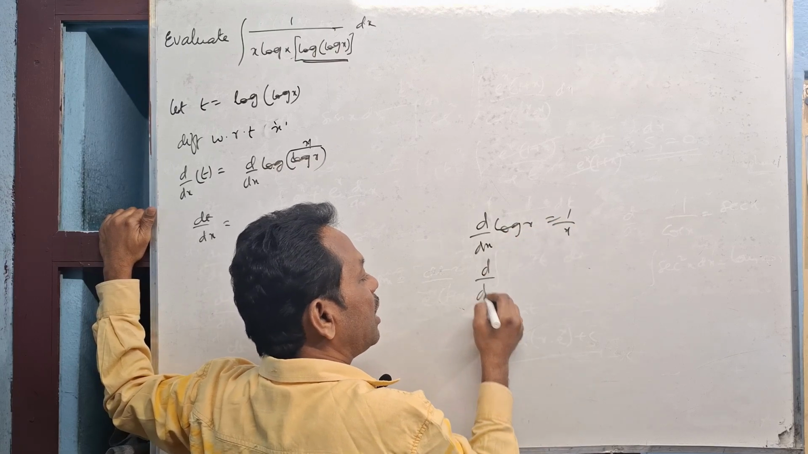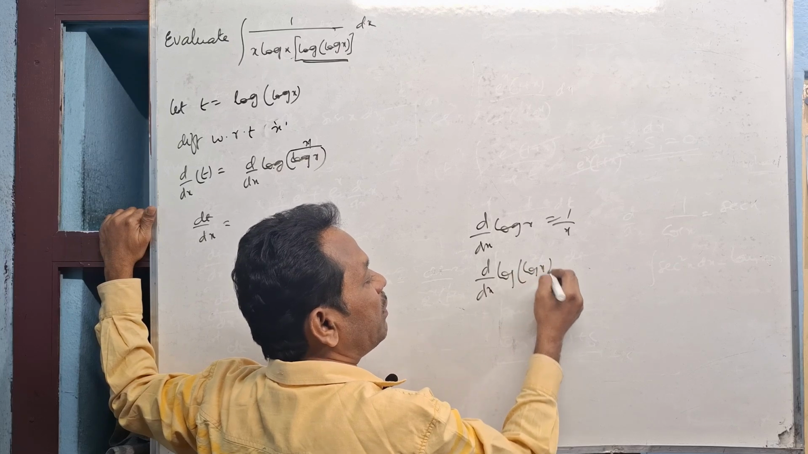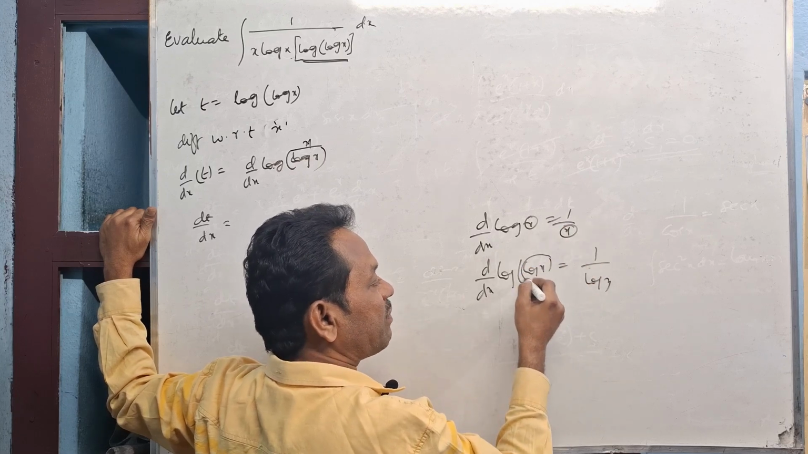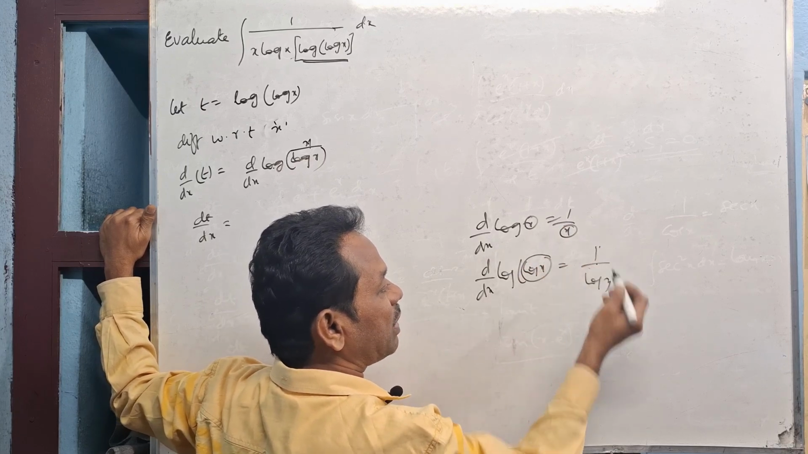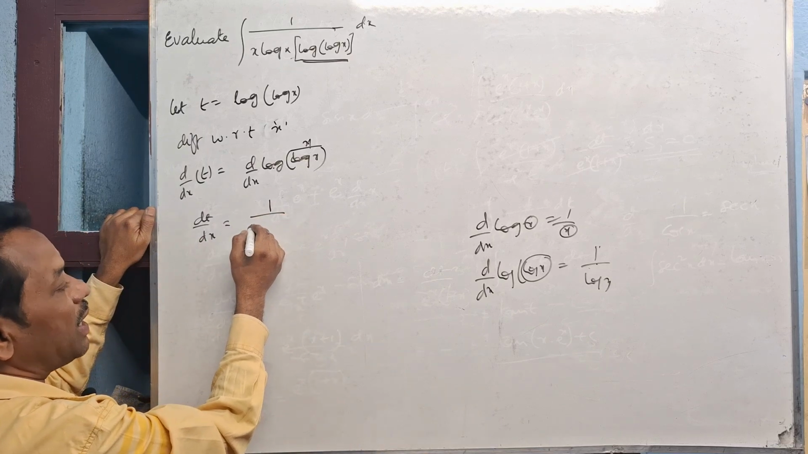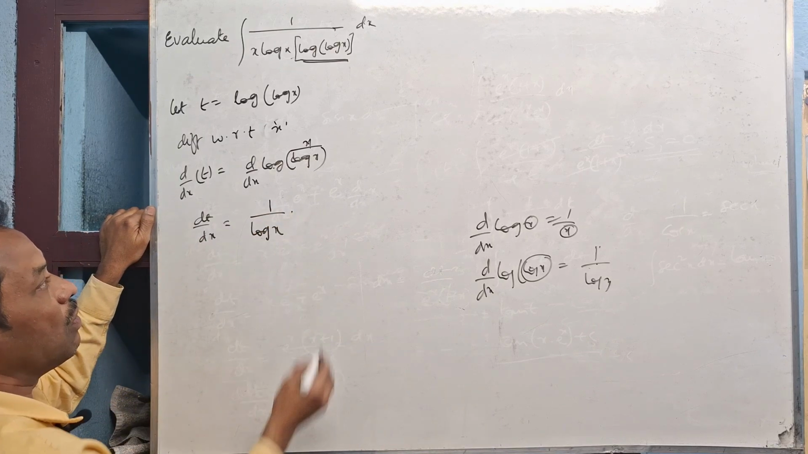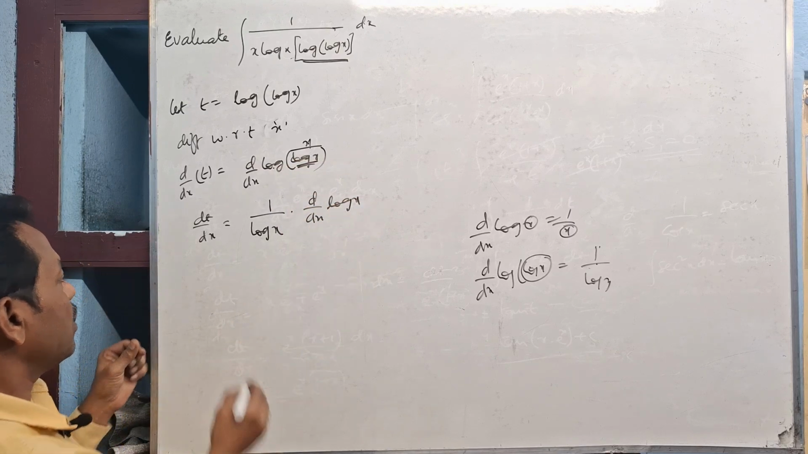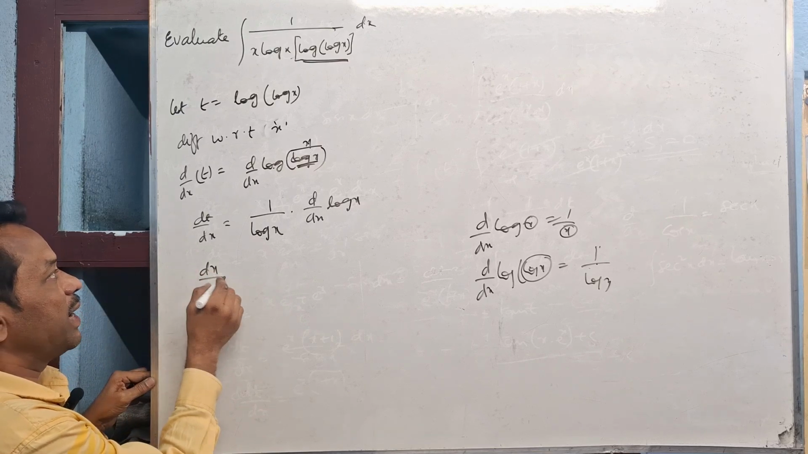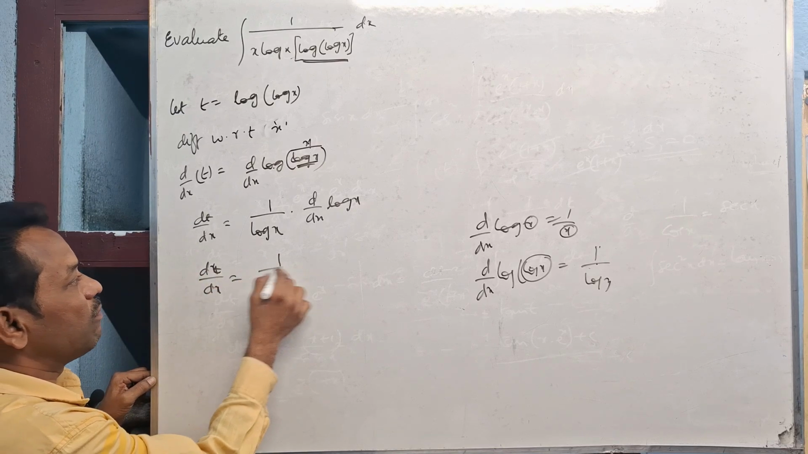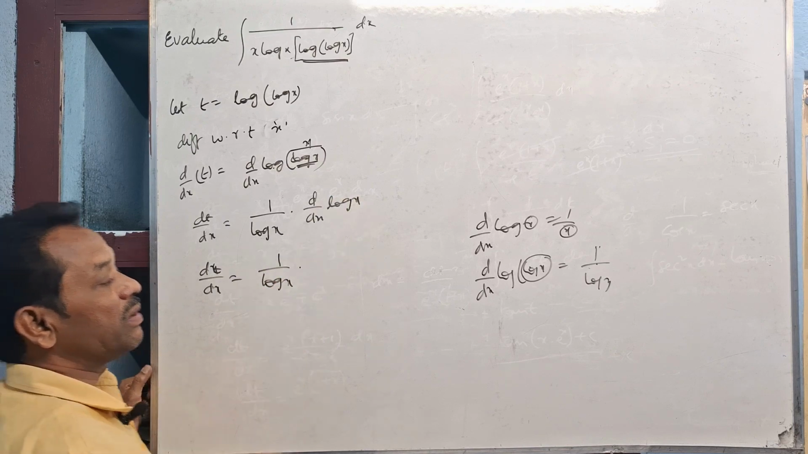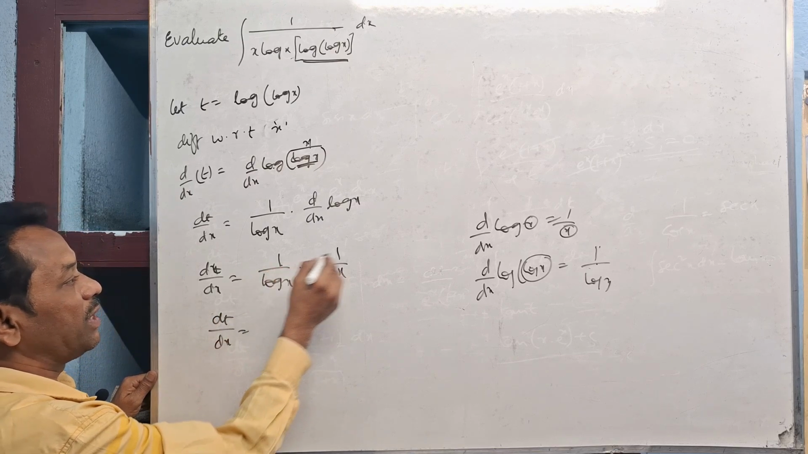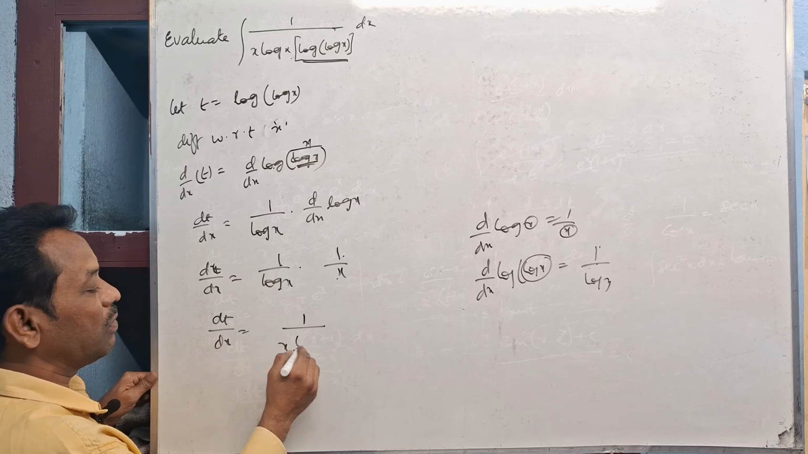In the same way, if it is log of log x, it will be 1 by log x. Here, where x is the denominator I'll get x, but here in the place of x we have log x. So as per the formula I'll get 1 by log x into, again we'll go for the derivative of log x. So this is the chain rule, okay? You did this in first year. So dt by dx equal to 1 by log x into the derivative of log x, which is 1 by x. So dt by dx equal to 1 by x log x.